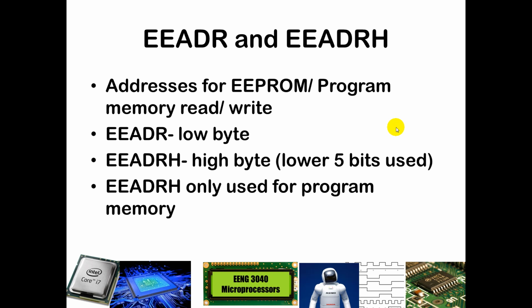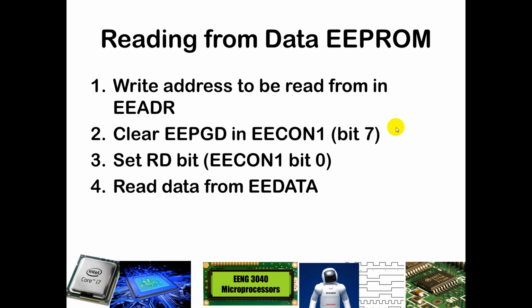Remember, the program counter is 14 bits because 2 to the 14 is 8,192 for each of the entries of code that you can put into this particular program. So, how do you read from the EEPROM?